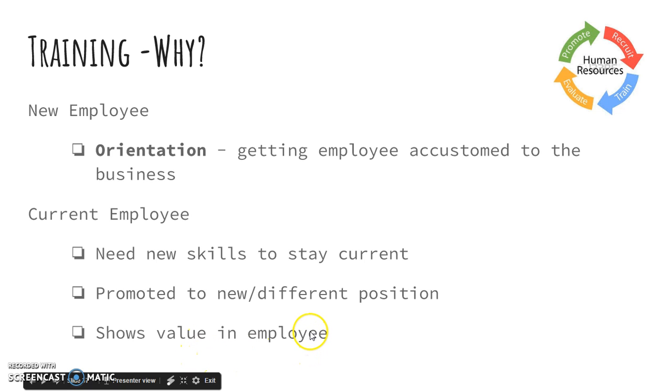And then also the training is going to make the employee aware of the fact that there is value with this employee. We are going to put in time and resources to develop you as an employee because we want you to improve. So it sends a message to the employee that you are an important part of our organization and we want you to improve. We want you to get better.